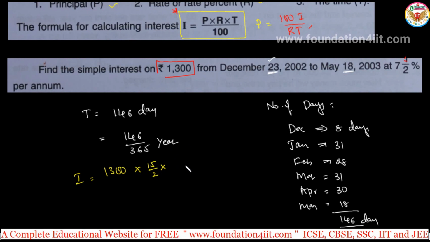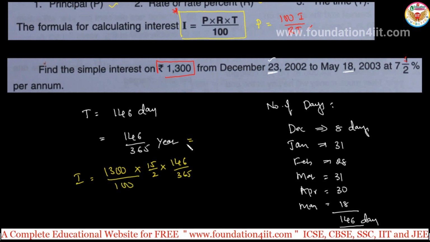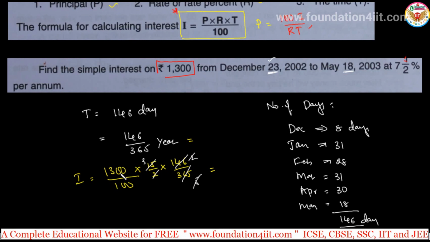Next, the time: 146 divided by 365, and the whole divided by 100. Just calculate this and you'll get the answer. 146 and 365, the 73 times table. So 2s are 5, 5 times 3. Mostly cancellation numbers only we get. Again 2 gets cancelled. 1300 into 3 by 100, so 39.